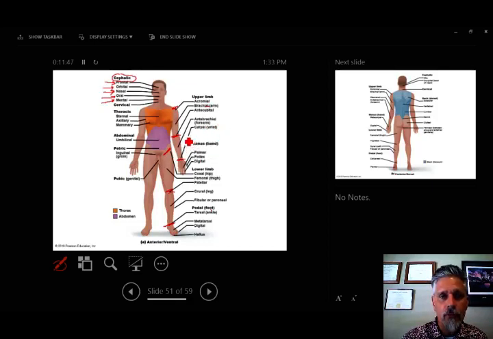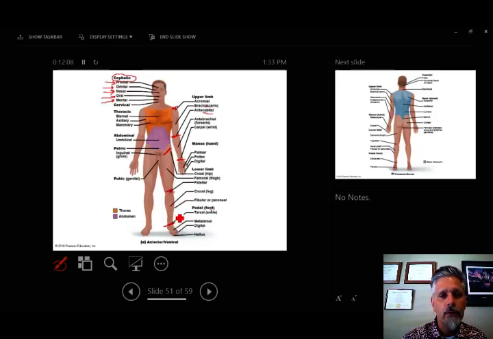Antebrachial, like we said, is the forearm here. Antecubital has to do with the area of the elbow here. Palmar with the palm of the hand. Pollex has to do with the thumb. Digital, the digits, the fingers. Coxal is the hip. Femoral has to do with that femur underlying the thigh. Patellar has to do with that kneecap. Crural has to do with the leg.